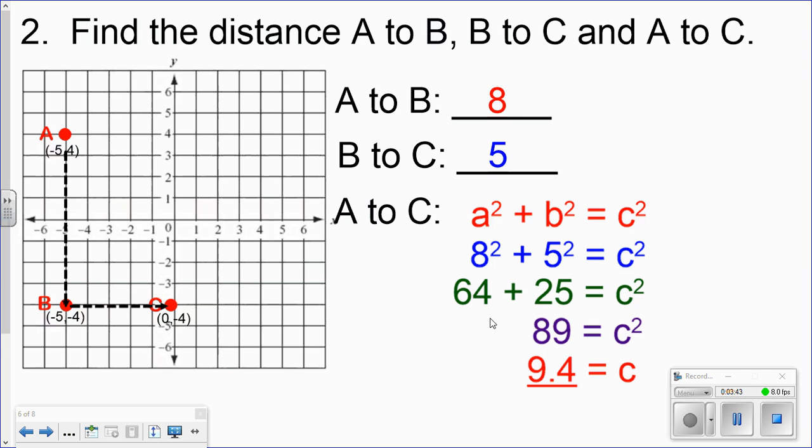Remember, again, it does not matter which one's A or B, just we have to have c be the longest side. We add those two together, that equals 89 equals c squared. So we take the square root of c squared and the square root of 89, and we get about 9.4.